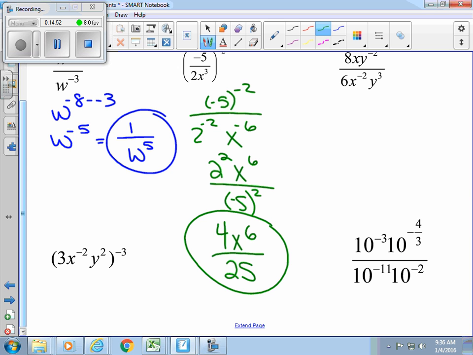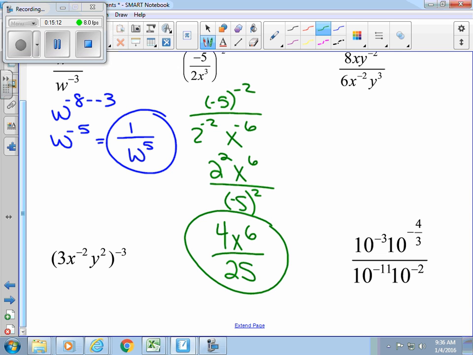The exponent goes with everything in the parentheses, and so that includes the negative. So just to make sure I didn't forget that, I put parentheses around that negative 5. You could put parentheses around the 2 also. I just didn't need it. Didn't have a negative with it.